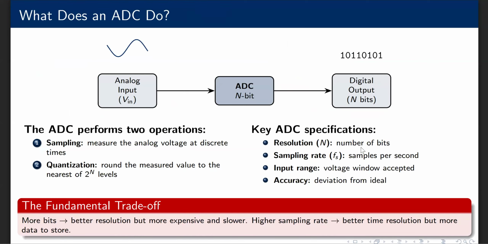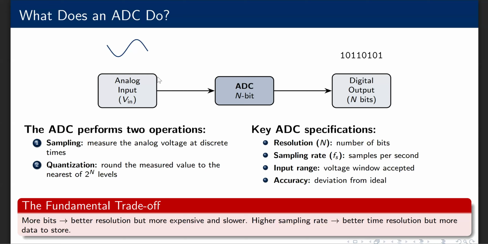But what does an ADC actually do? The ADC, or the analog to digital conversion, takes an analog voltage in and produces a binary number out. That binary number encodes the voltage as one of 2^n discrete levels. It does 2 operations: sampling and quantization. Sampling means taking a measurement at a specific moment in time. Quantization means rounding the measured voltage to the nearest allowed level.